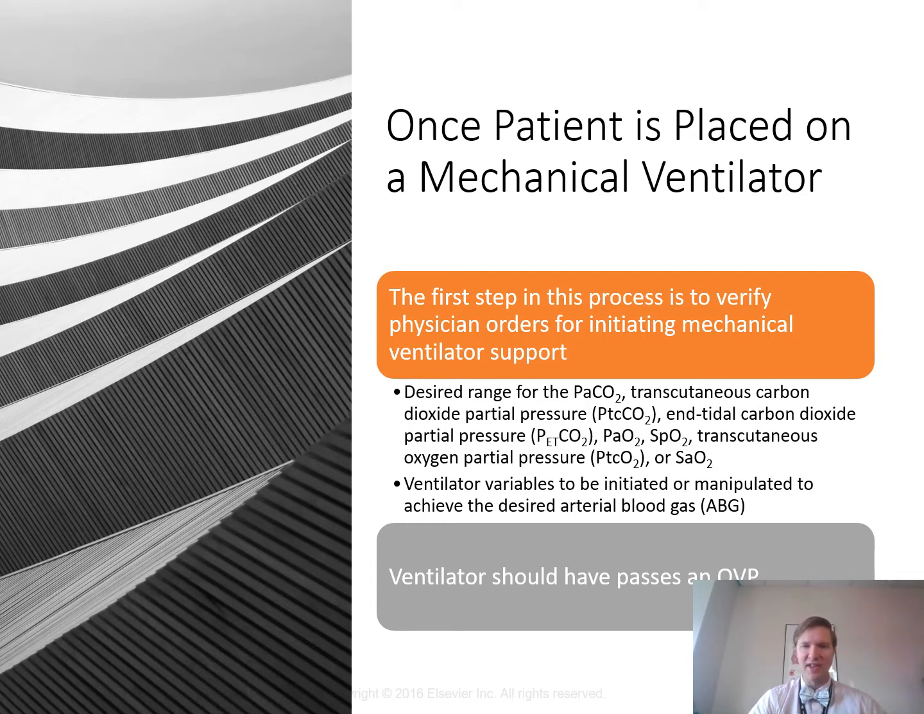One of the things we have to do is make sure it's all good to go before you attach a patient to it. Once you place a patient on a mechanical ventilator, we need to make sure that everything is as it's supposed to be as well. So we make sure it's good to go beforehand, and then we place the patient on the ventilator. Now we still need to make sure everything is as ordered, or should be as it should be.